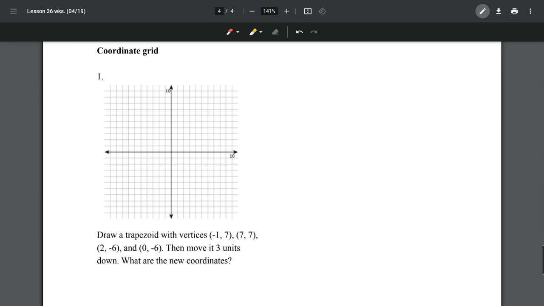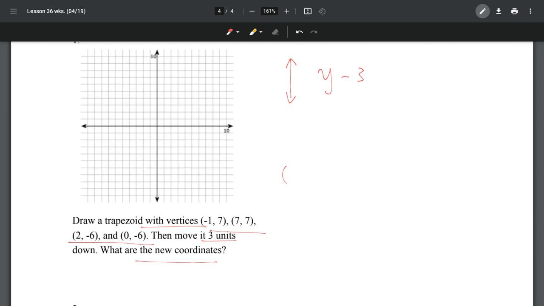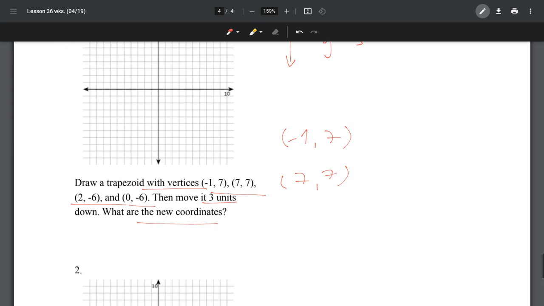So for number 1, they're asking us to draw a trapezoid with vertices at these points and then move it 3 units down and find the new coordinates. Okay, so again, we're moving up and down, right? That means we're moving on the y-axis. And so we're moving 3 units down, so that'll be -3, right? And if we list the coordinate points here, that's 7, 7, then 0.